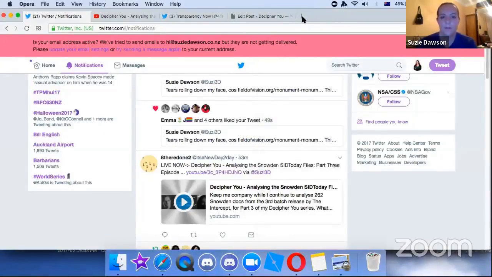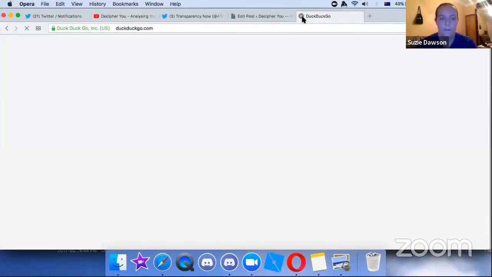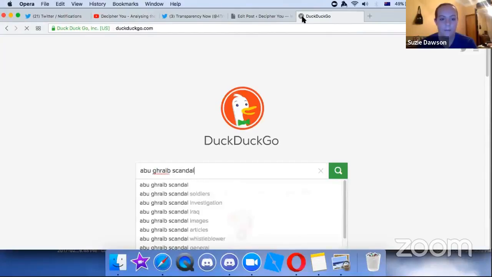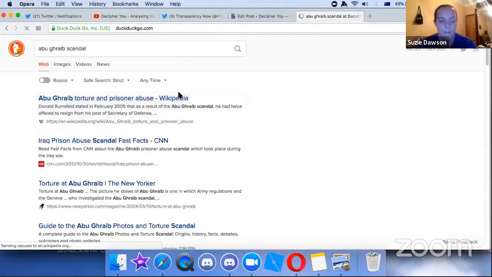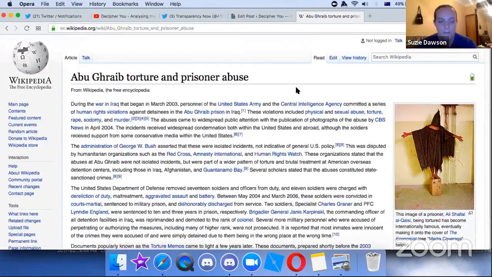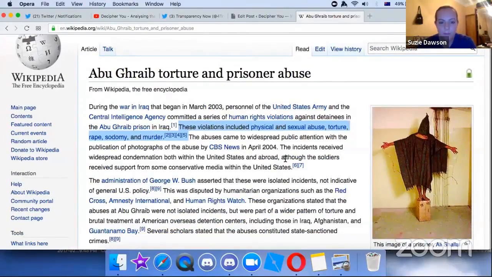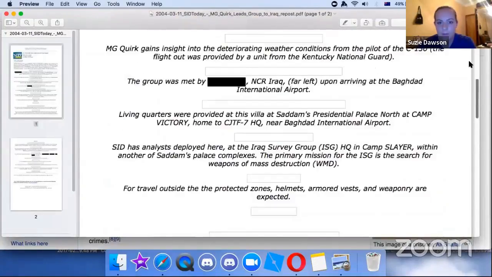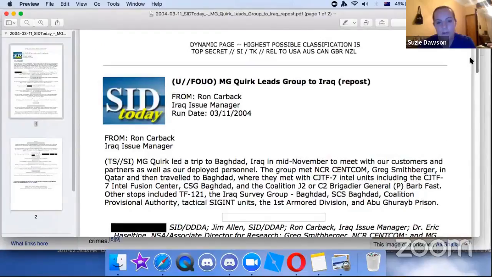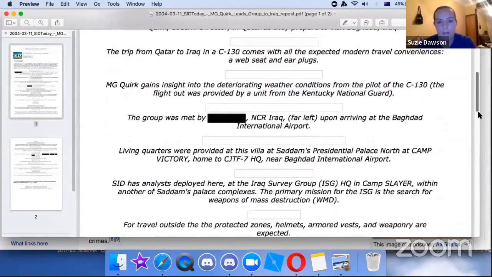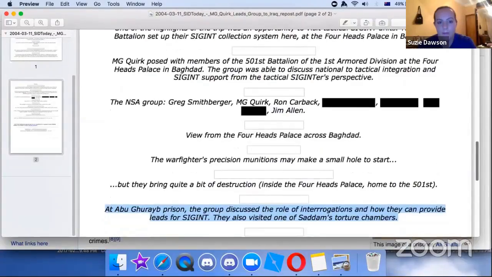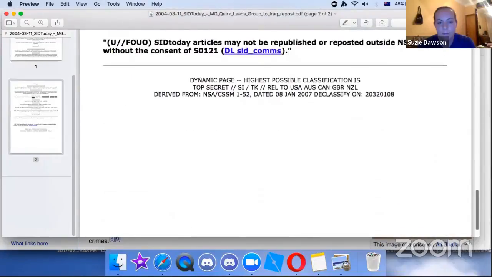Okay, let's have a look. Deep sigh for this. You guys probably can't see that very well. April 2004. Okay, and when is this document? November 2004. So this is post Abu Ghraib. Okay.